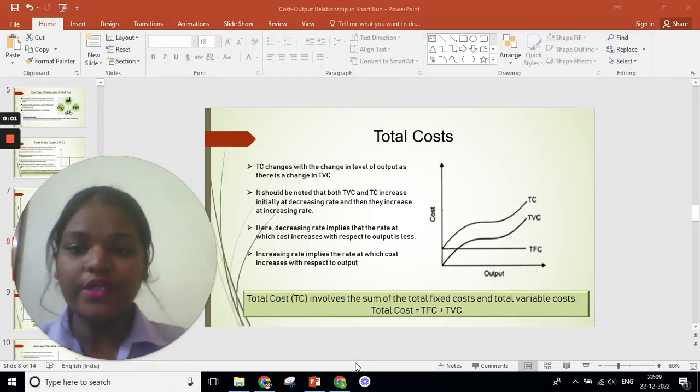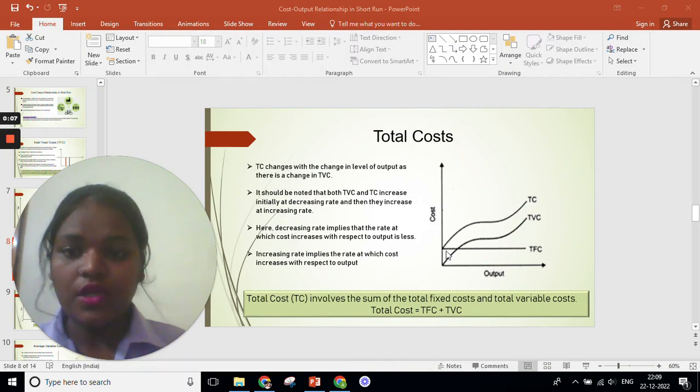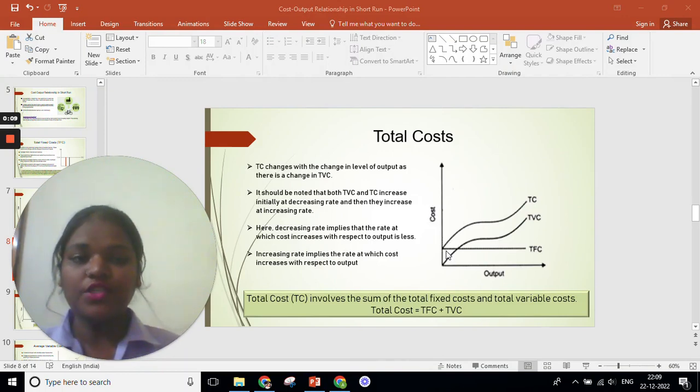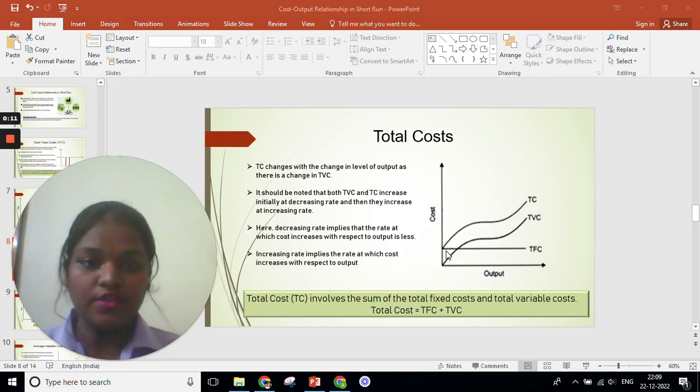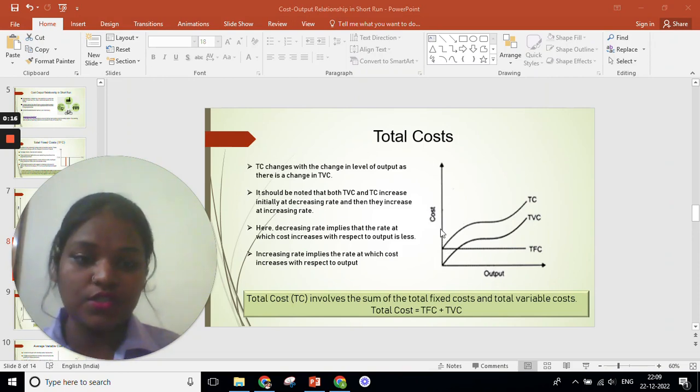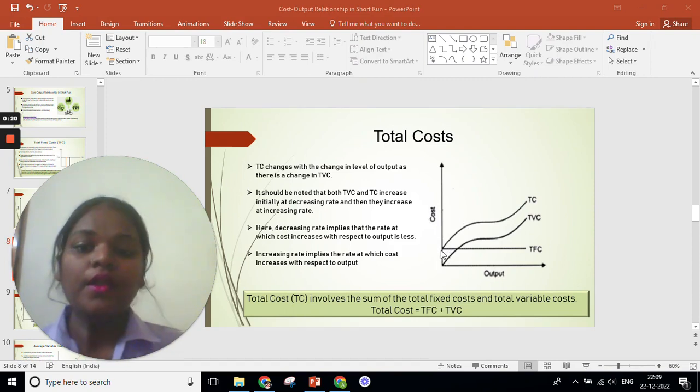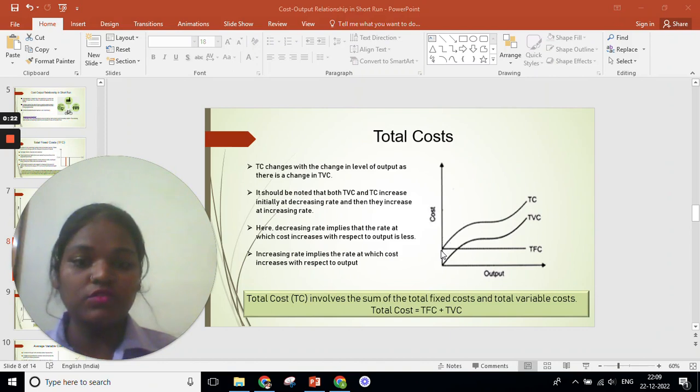It should be noted that the total cost curve will not start from the origin. Why? Because even if the production is zero, there is still a fixed cost for the firm. Thus, the total cost starts from the origin of the total fixed cost curve. Total cost involves the sum of the total fixed cost and the total variable cost.